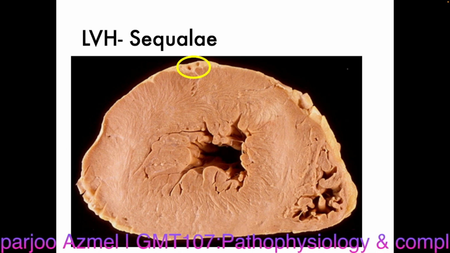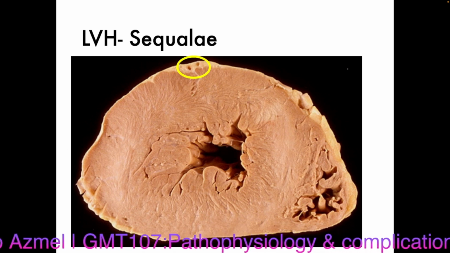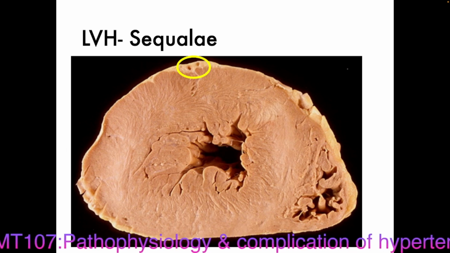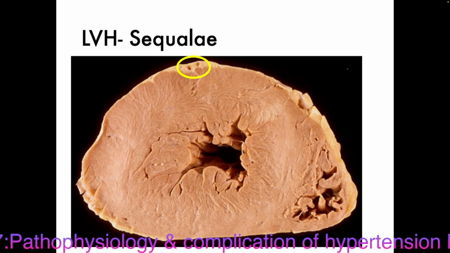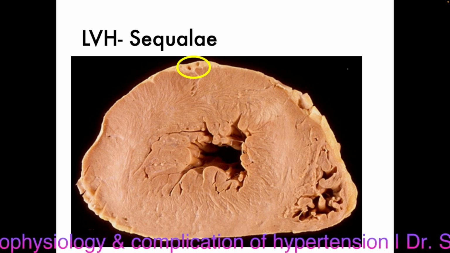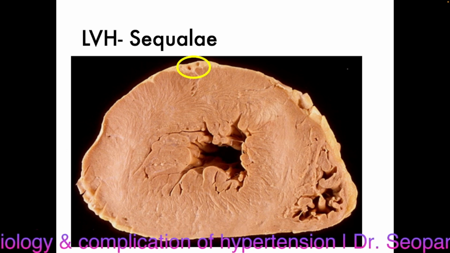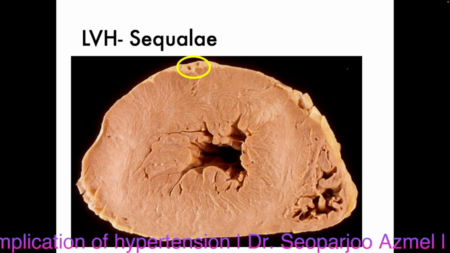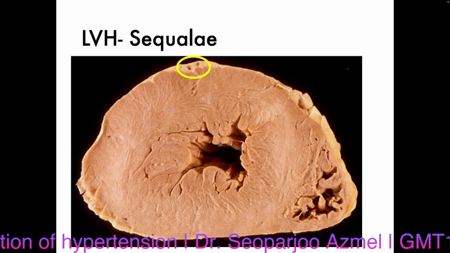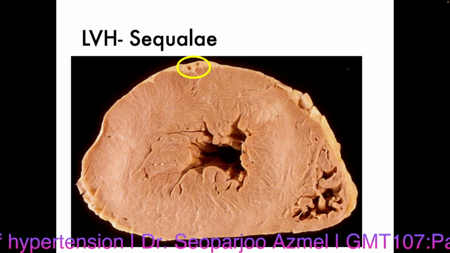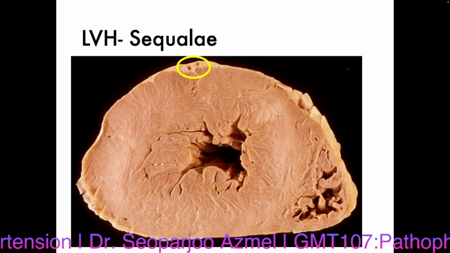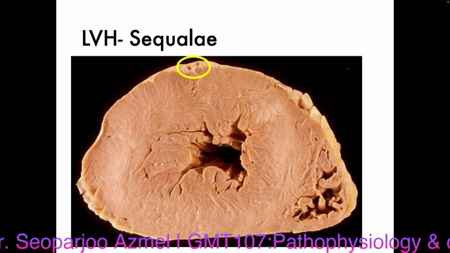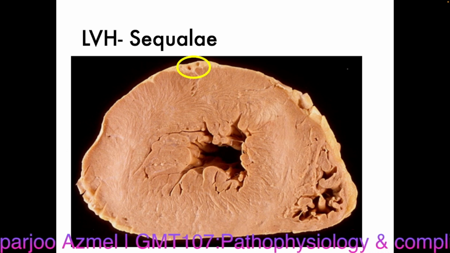So the yellow circles are the coronary arteries that supply the heart. If you compare, the size of the coronary artery is very small, and it needs to supply the whole thickness of the left ventricular wall, which has already become hypertrophied. So at the center or part of the myocardium, the blood supply, the oxygen and also the nutrients cannot reach very well because of the thickness of the left ventricular wall.